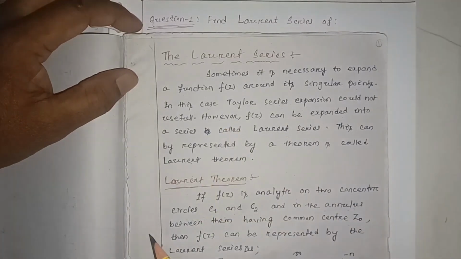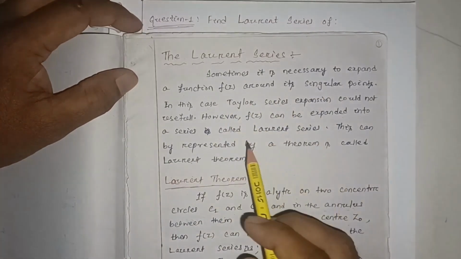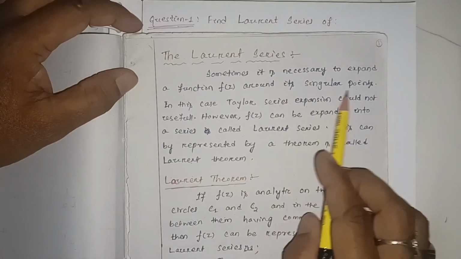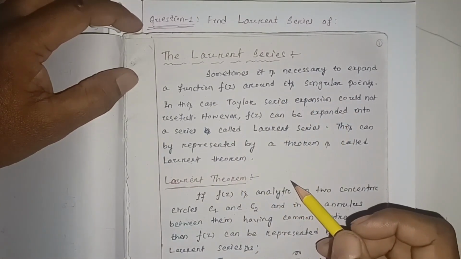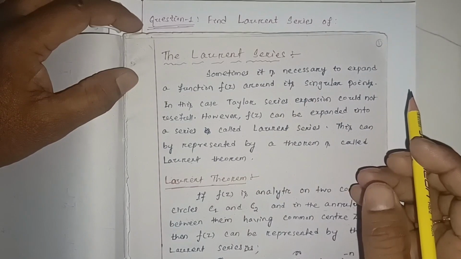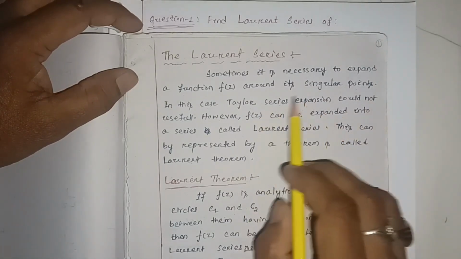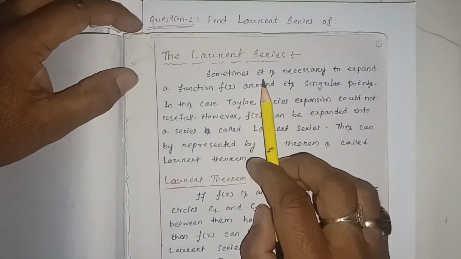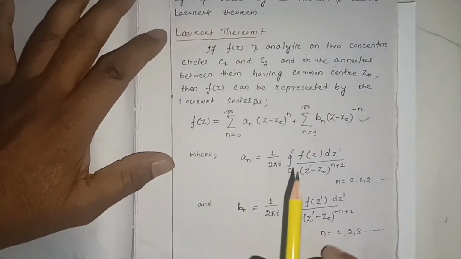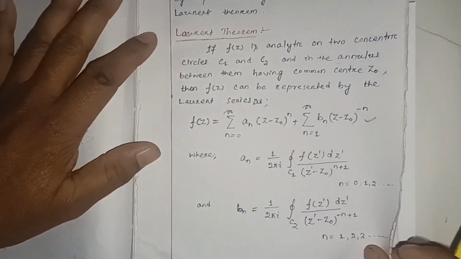In the Laurent series we discussed that sometimes we need to find the series around the singular point of the function. Except at the singular point, the Taylor series is the series of that function, but around the singular point we need to find the Laurent series. This is the Laurent series that we proved in the last class.